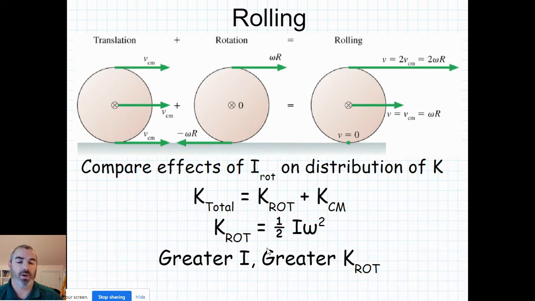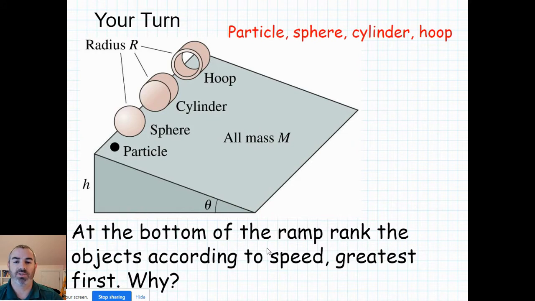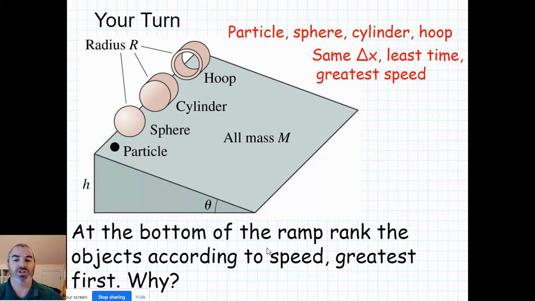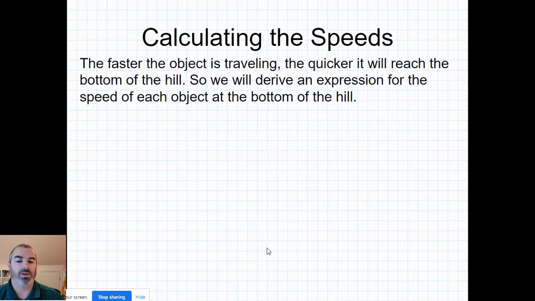So we look at the Great Race. We know that the particle finished first, then the sphere, then the cylinder, and the hoop. We're going to rank those according to their speeds. Having the same delta x, the same change in position, the less time it takes to get down there, the greater the speed. So we're going to calculate the speeds, using an energy bar chart and the conservation of energy equation. The faster the object moves, the quicker it's going to reach the bottom.